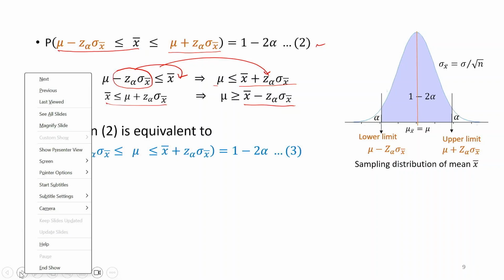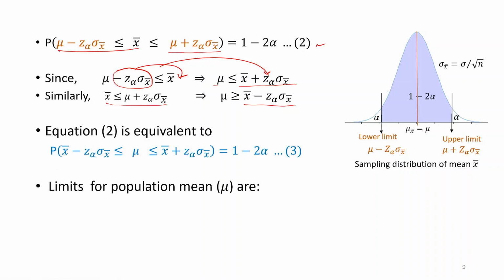So equation 2 is therefore equivalent to what? The probability of the sample mean lying between these two limits is equivalent to saying the population mean lies between these two limits. That probability will be almost exactly the same. The same statement, we are simply changing the position of the variable. X bar was at the middle, now we bring mu to the middle, because mu is what is unknown to us. X bar we will be able to find out by taking a sample.